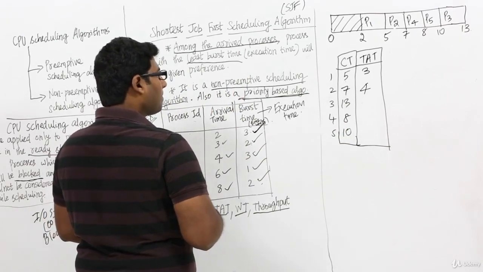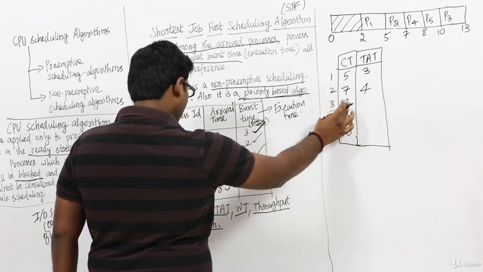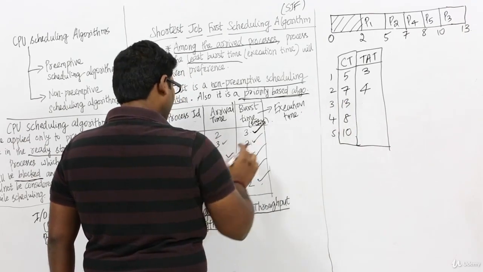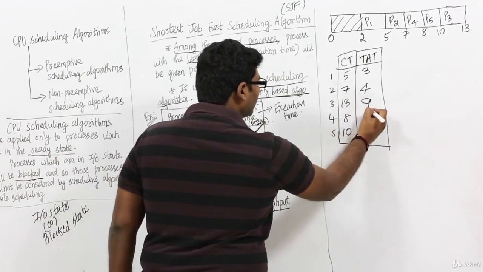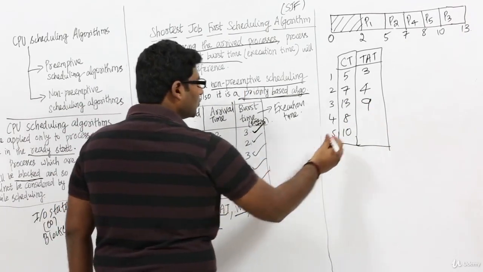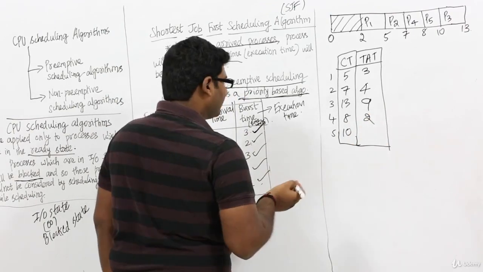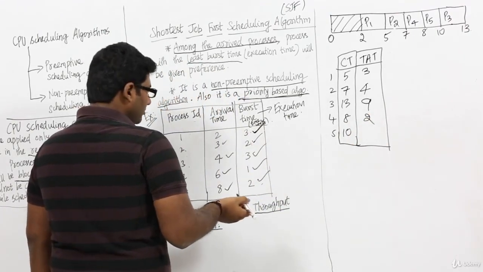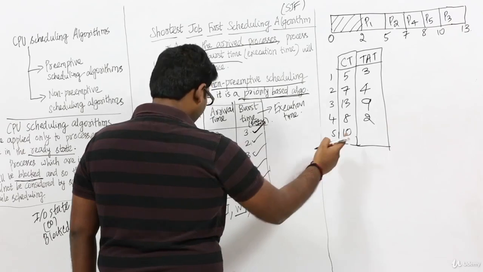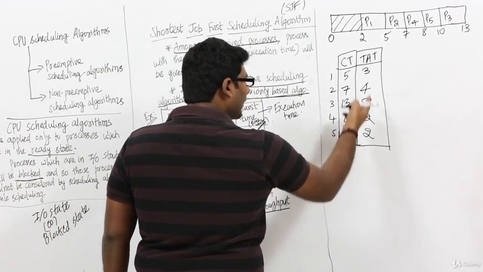It is 13 minus 4, which is 9. Similarly, for process P4, it is 8 minus 6, which is 2, which means it has spent 2 time units inside the RAM, right? That's what turnaround time means. Similarly, for process P5, it is 10 minus 8, which is 2. So these are the turnaround times.